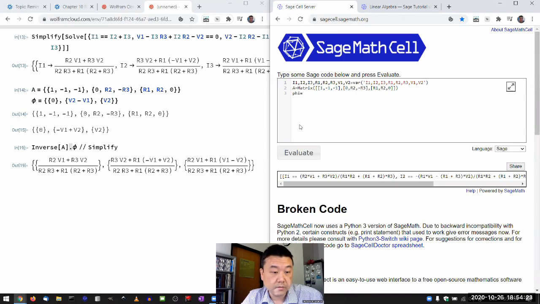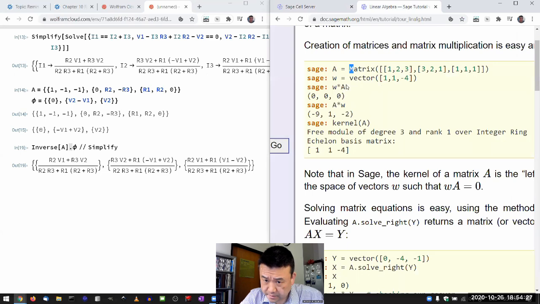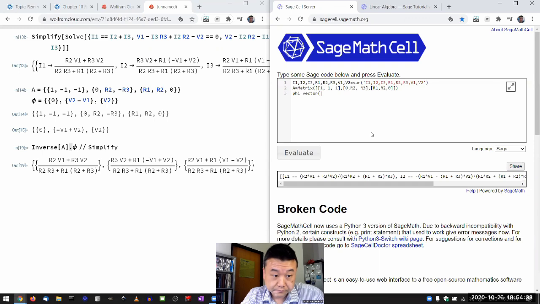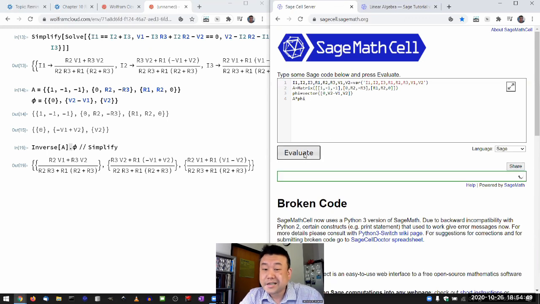And phi is going to be a vector. I hope this means it'll create it as a column vector. 0, V2 minus V1, V2. Okay. And let me just do a test run, A times phi. This should give me an output of a vector with the 3 elements. It doesn't actually solve anything. It just gives me an output.